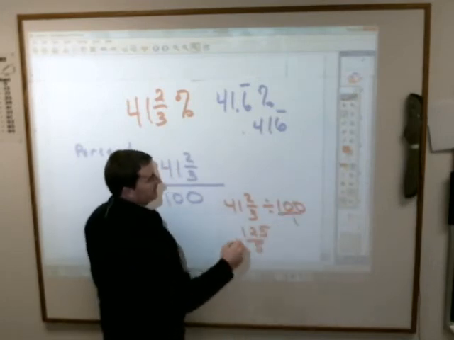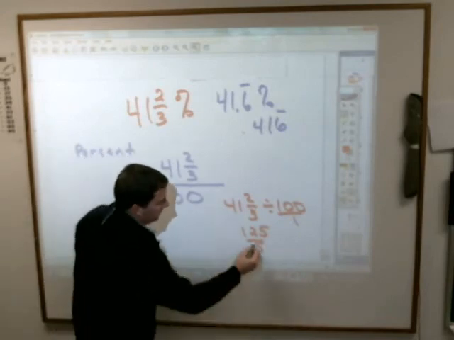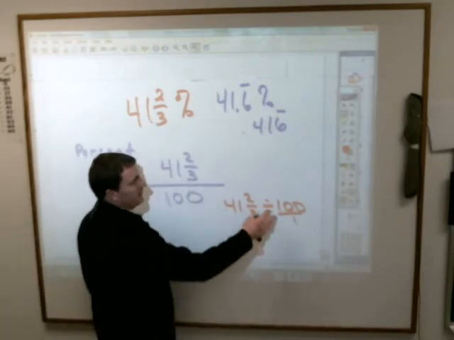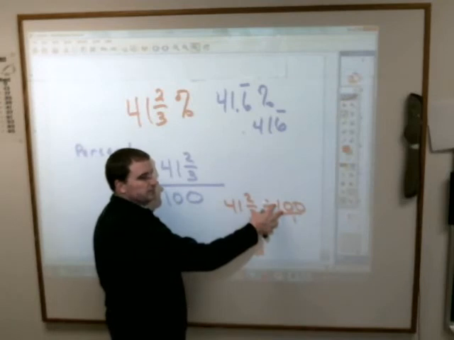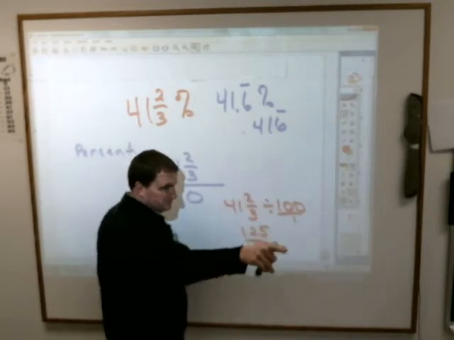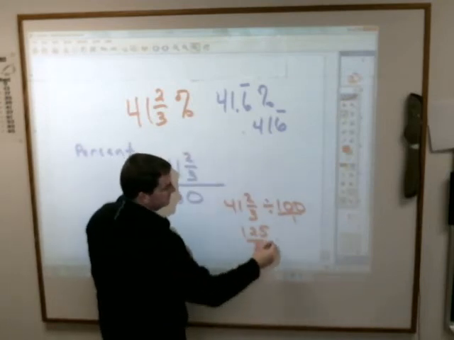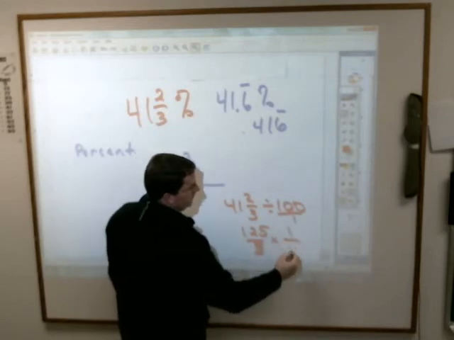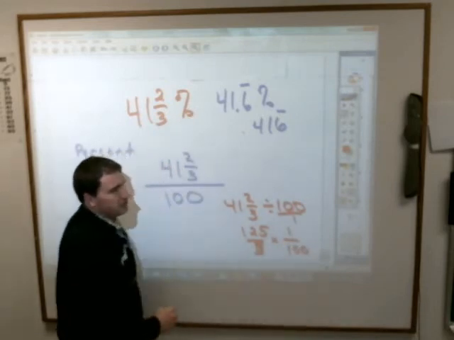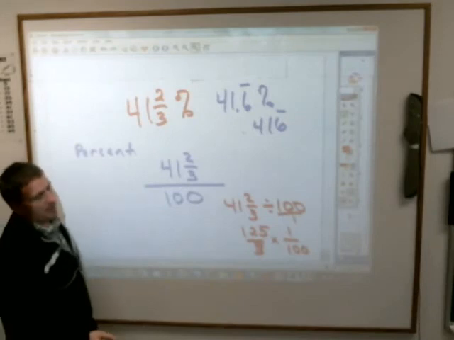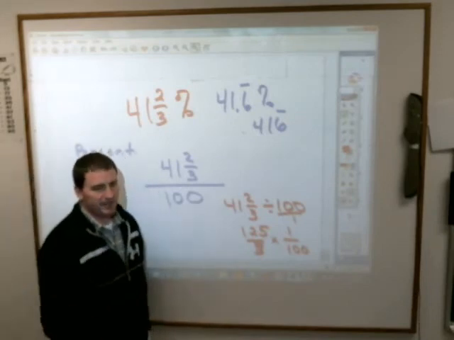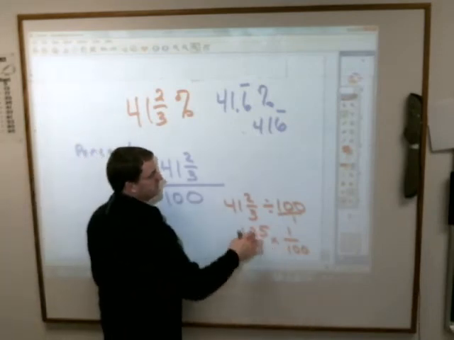How do I divide by 100? I'm sorry, that should have been a 3. How do I divide by 100 over 1? Flip and multiply. Thank you, Nicole. Times 1 over 100. Does anything cross cancel? 100 into 125. What goes into both of those? 25.